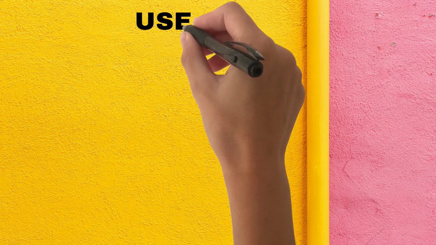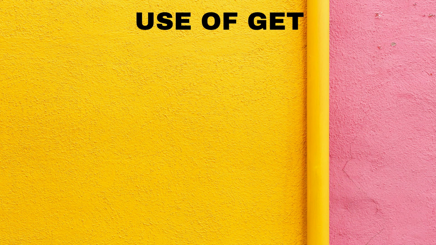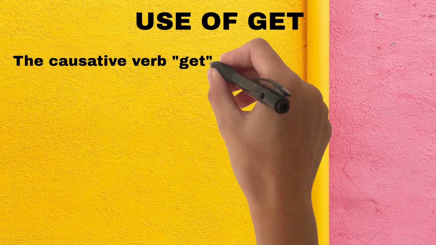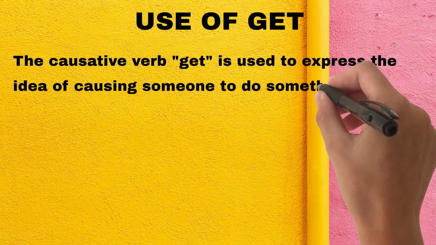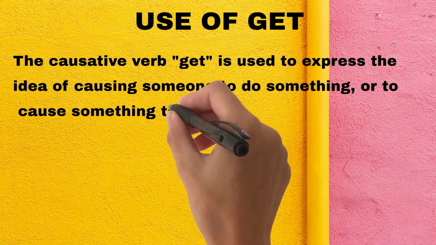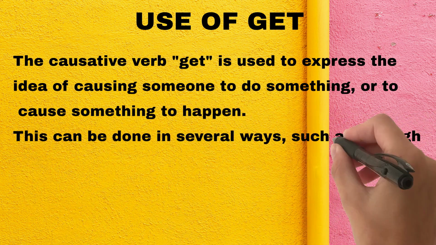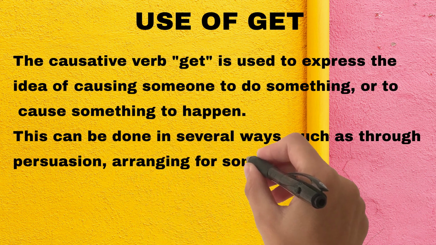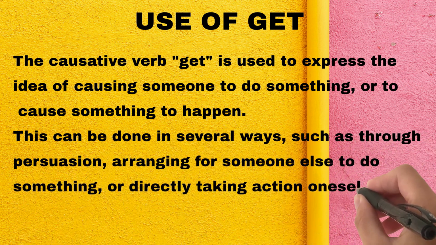Now, let's learn about the use of get in detail. The causative verb get is used to express the idea of causing someone to do something or to cause something to happen. This can be done in several ways, such as through persuasion, arranging for someone else to do something, or directly taking action oneself.